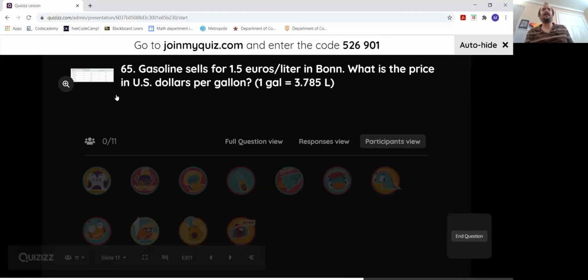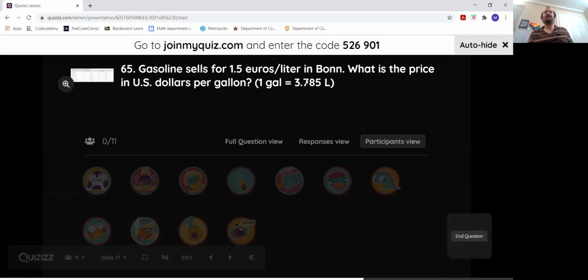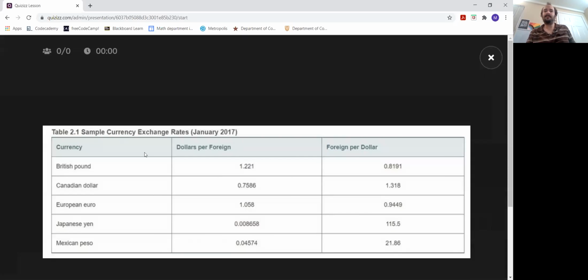All right, so now we are doing it is like one step more. Now we have something in euros per liter. We want it in dollars per gallon. So the first thing I hope you're looking at is we are doing euros. So you're either using this 1.058 number or you're using this 0.9449, one way or the other.